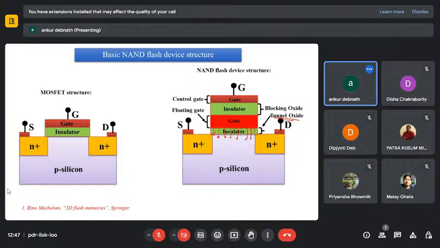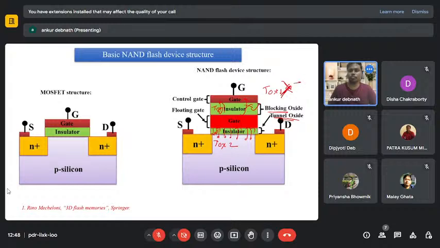And this insulator is the blocking oxide, because we don't want the electron to move from this gate to this gate. That's why this insulator comes into the picture. This insulator is a little bit thick. This is Tox 1 and this is Tox 2. That is the thickness I'm talking about. Tox 1 should be greater than Tox 2.